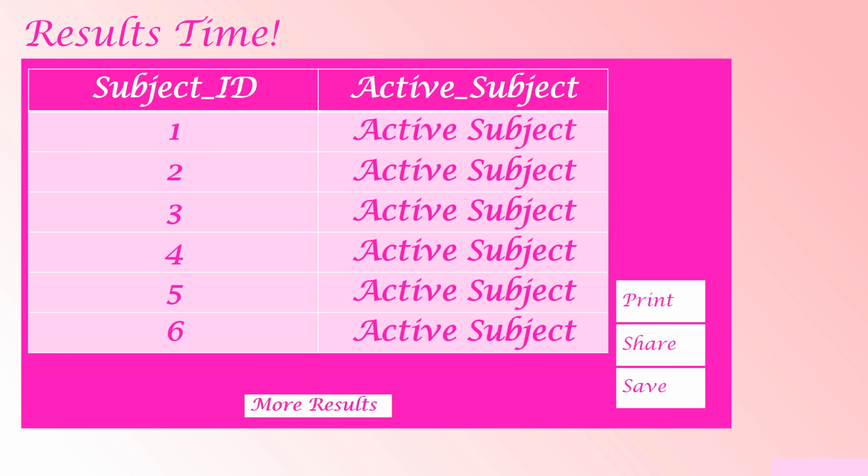This is what our result set would look like. Next to every subject ID where the subject ID is active, there is a column named active subject with the words active subject in each row of data.